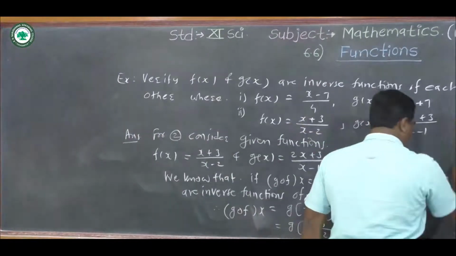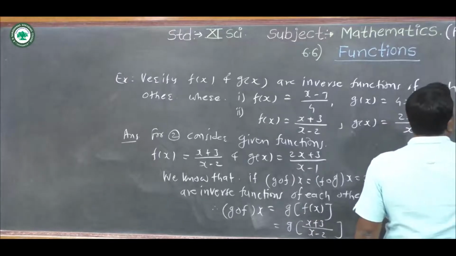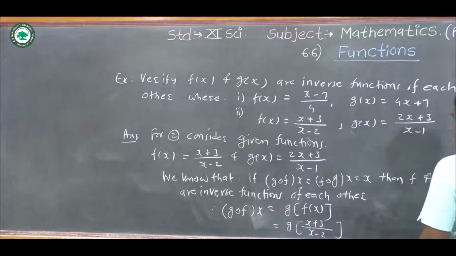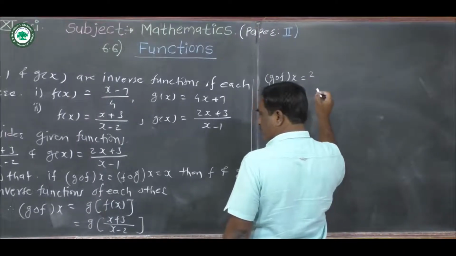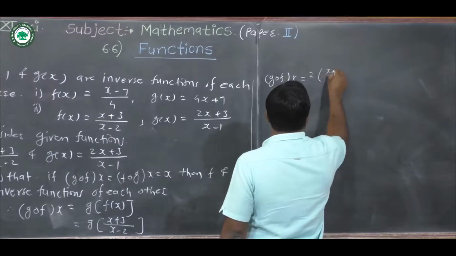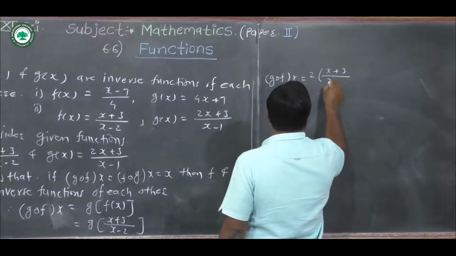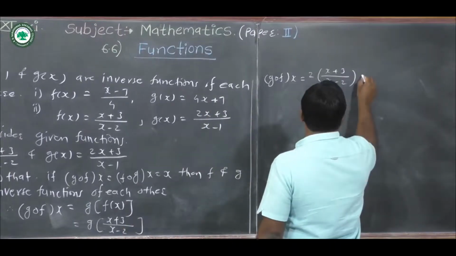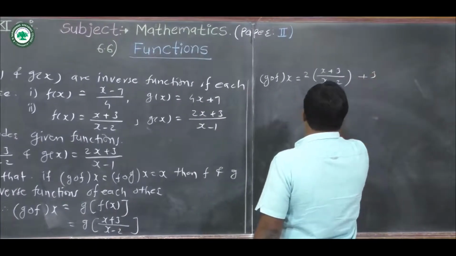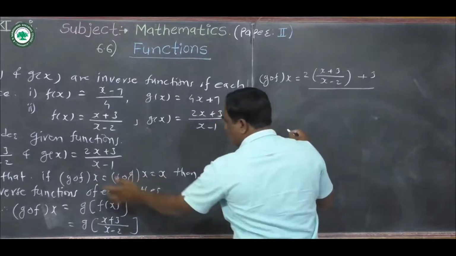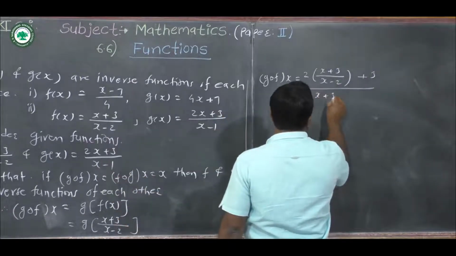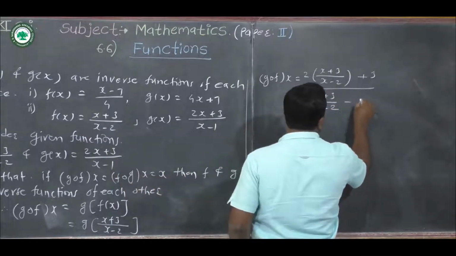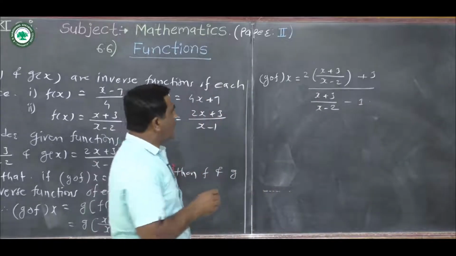Therefore, further we can write here f composite with g on x is equal to 2 into, in bracket, (x plus 3) upon (x minus 2), plus 3, upon, value of x is again (x plus 3) upon (x minus 2), minus 1 as it is. Okay, now we can simplify this.